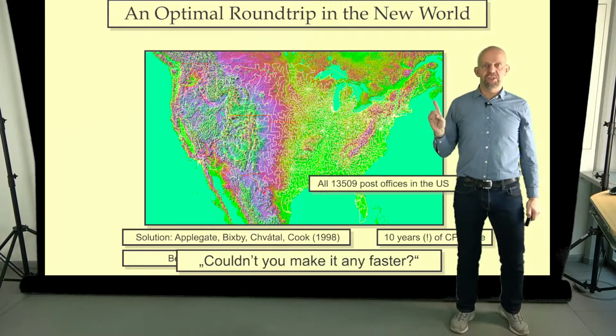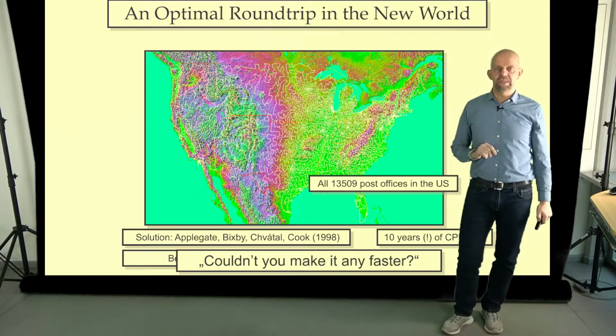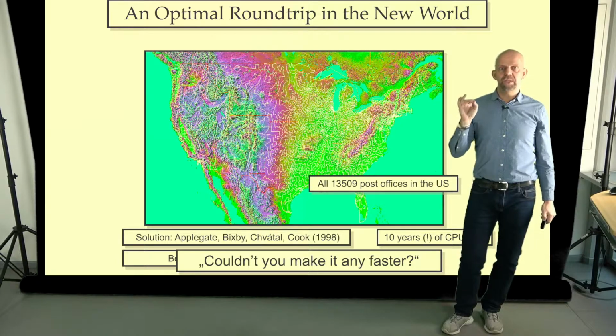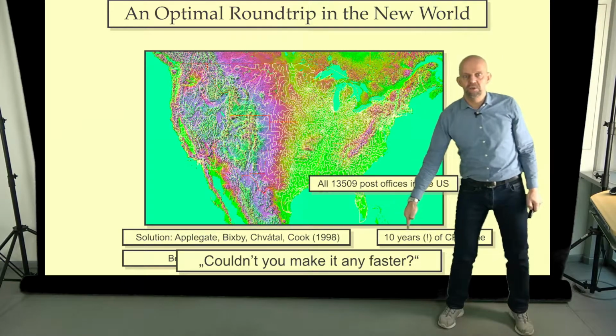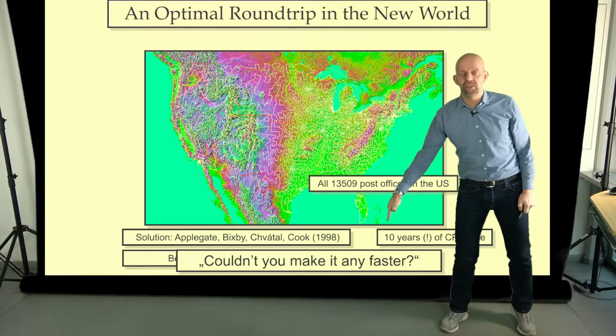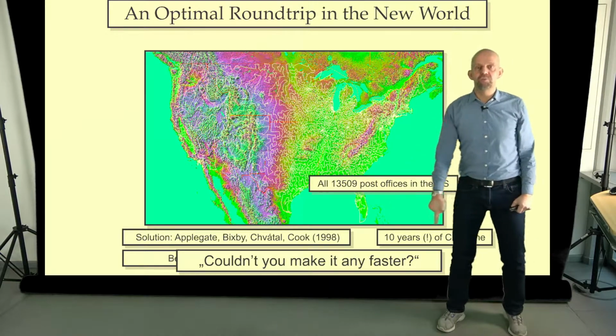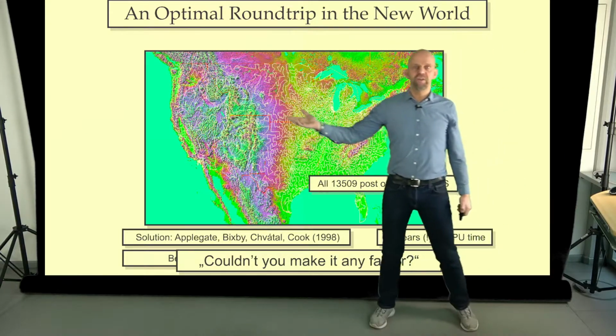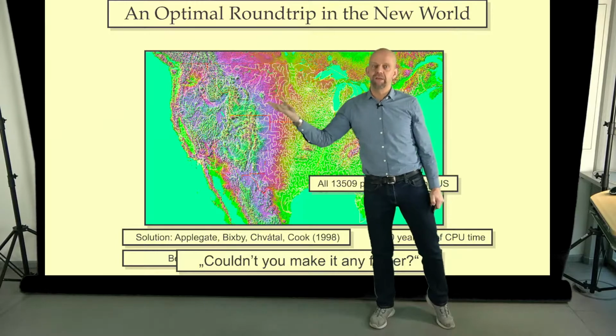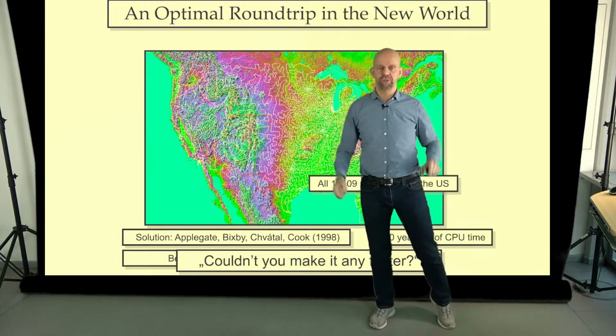All right, couldn't you make it any faster? That is a question you should always ask yourself in these kinds of settings, and that comes in two flavors. One is, can you make it any faster than 10 years? So can you speed up the algorithm? Another question is, can you find a shorter tour? Is that really optimal? So these are two different questions.